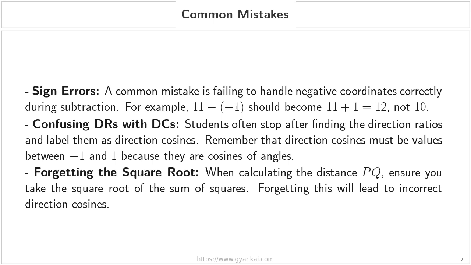Finally, don't forget the square root. When you are calculating the distance, which we called PQ, you are summing the squares of the differences. It is very easy to get caught up in the arithmetic and forget that final, crucial step of taking the square root of that sum. If you forget the square root, your distance will be much too large and your direction cosines will be incorrect. Keep these 3 points in mind, and you will find much more success with 3D geometry problems.